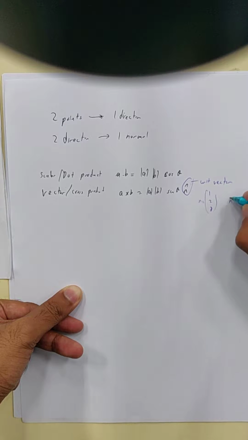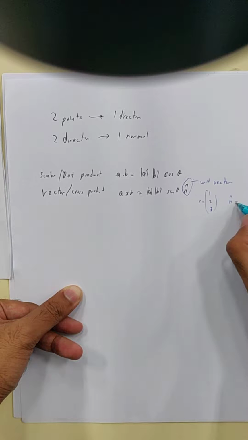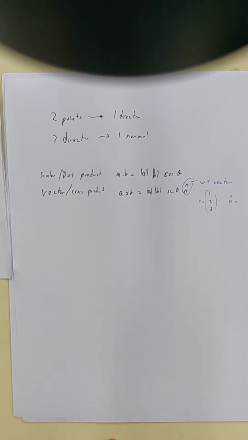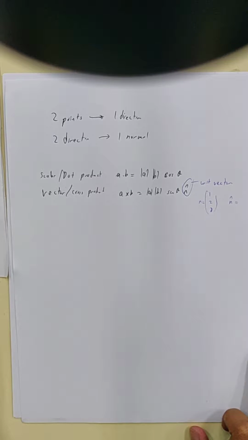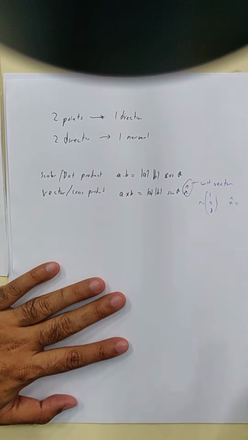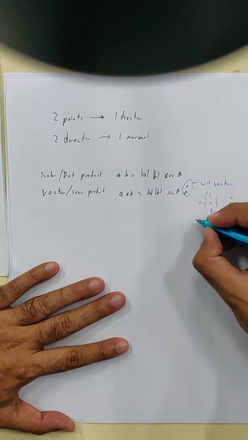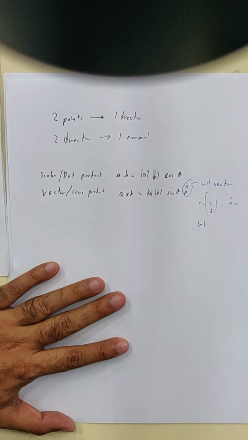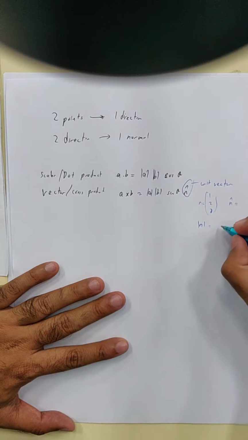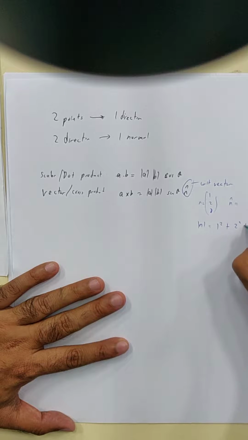So how do I calculate n hat? How do we calculate unit vector? Well, firstly you need to calculate the n modulus. How do we calculate n modulus? 1 squared plus 2 squared plus 3 squared, square root them. That's your modulus, and that's it.